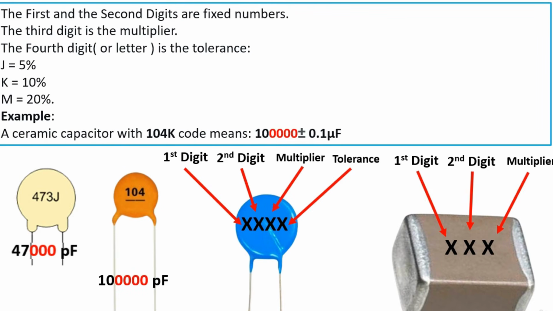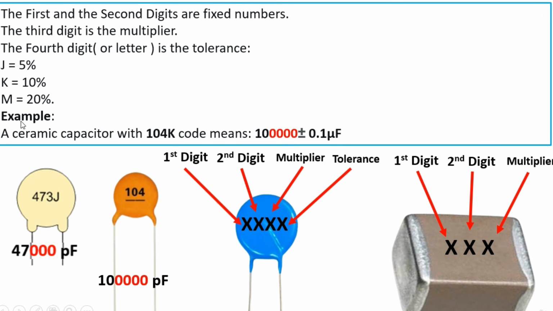So now I'm going to show you how to read the ceramic capacitor code, using the same working principle as the resistor. The first and second digits are fixed numbers. The third digit is the multiplier. But for the ceramic capacitor, the fourth digit or letter is the tolerance. If you find J, it means 5%, K is 10%, M is 20%.